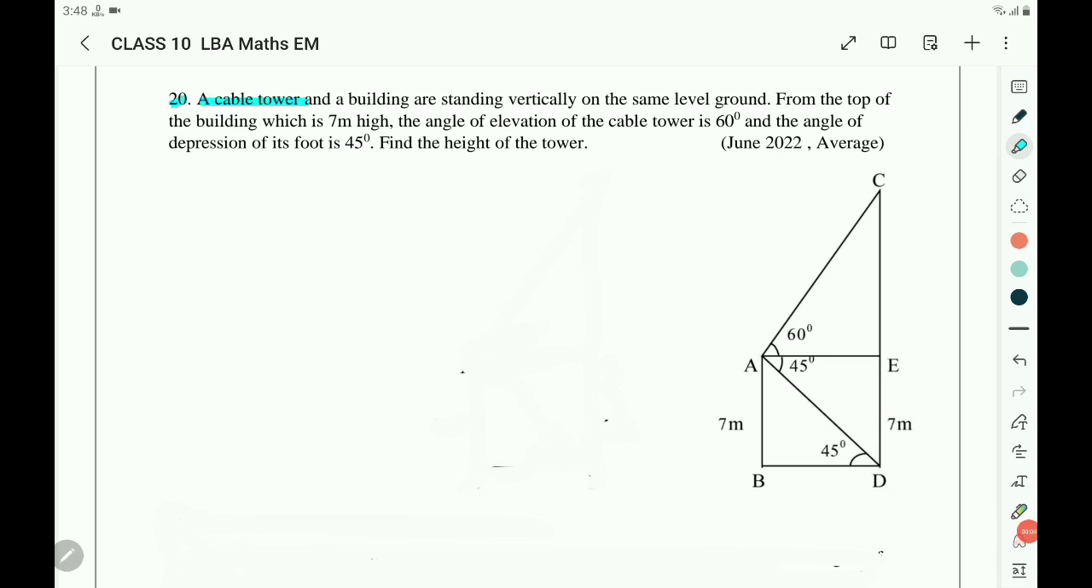Question number 20. A cable tower and a building are standing vertically on the same level ground. From the top of the building, which is 7 meter high, the angle of elevation of the cable tower is 60 degree and the angle of depression of its foot is 45 degree. Find the height of the tower.